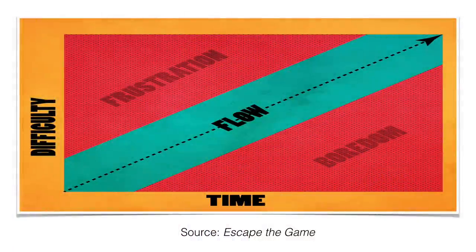So we want to avoid things that are too hard, too early in the game. And we want to avoid things that are too easy, too late in the game. Because we want to keep them in this trajectory of flow. So this is a straight line on this diagram. You're never going to get a straight line. It's always going to fluctuate, just like a good story.